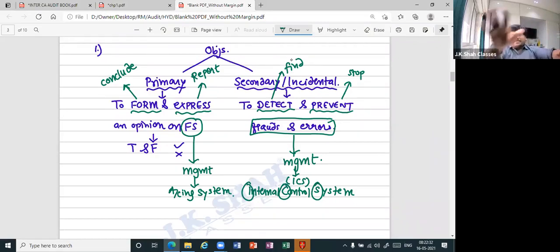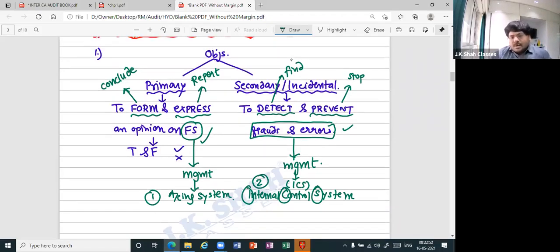Okay. So my simple question, management sets up how many systems in totality? Two systems. One, accounting system. Two, internal control system. Why accounting system? It is nothing but to make the financial statements. Why internal control system? It is there in order to detect and prevent frauds and errors. All cool? Now think and answer.